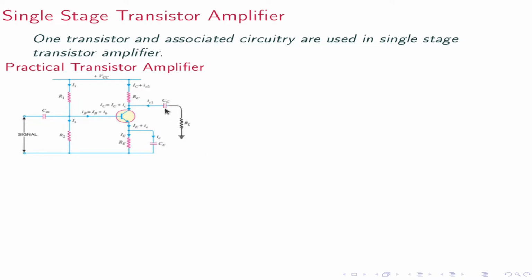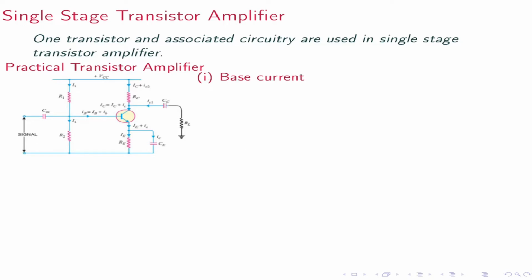A coupling capacitor CC is used to couple one stage of the amplifier with the next stage. If it is not used, the bias condition of the next stage will be drastically changed due to the shunting effect of the collector resistor RC. This is because this RC will become parallel to the upper resistance R1 of the next stage.